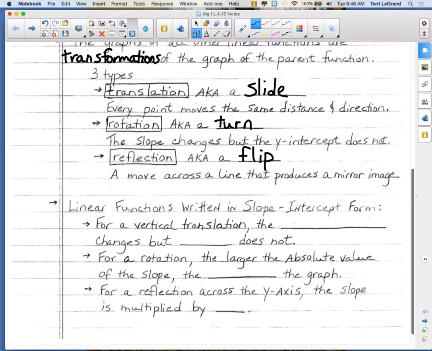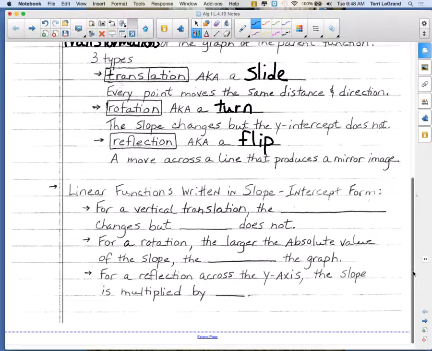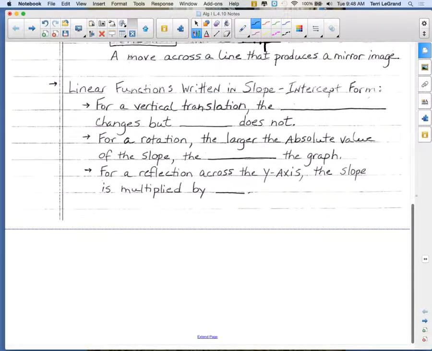Okay? So we have those three types of transformations that we're going to deal with in transforming our linear parent function f of x equals x, or y equals x. So when we have linear functions written in slope-intercept form, this is how we can tell. For vertical translation, remember that's a slide. Vertical is which direction? Up and down. So for a slide up and down, what would have to change? The slope or the y-intercept? The y-intercept, yeah.